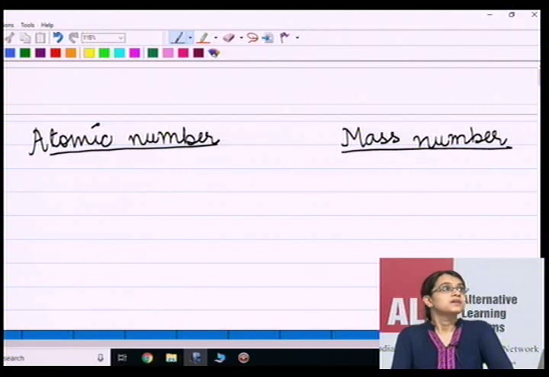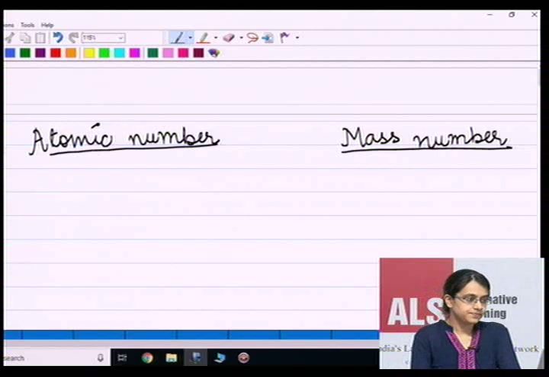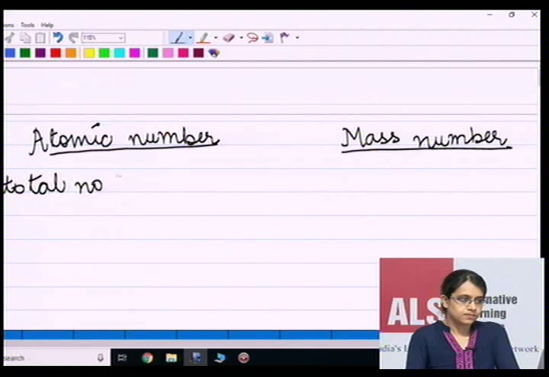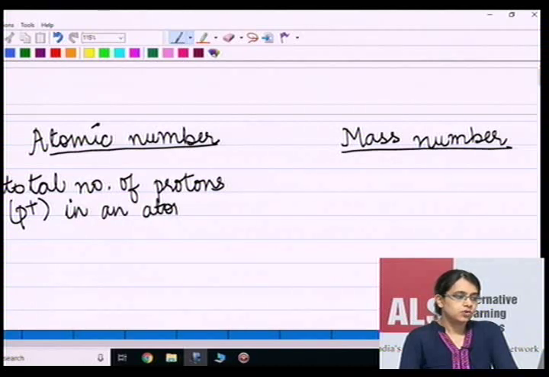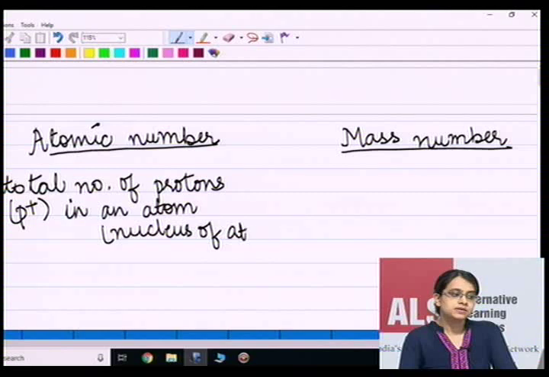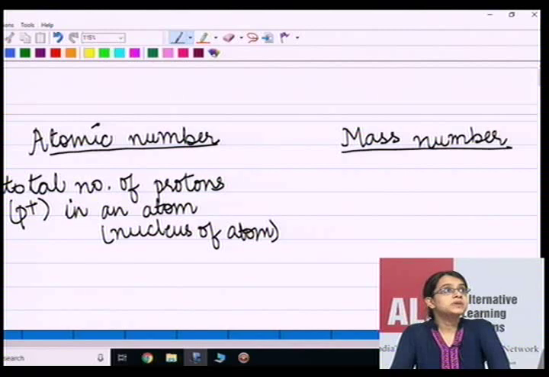Okay, Kohima. Kohima says atomic number is the number of protons. Correct? Very good. So we can write this down. Atomic number is the total number of protons present in an atom, or we can say in the nucleus of an atom. Protons are always present in the nucleus of the atom. Then we have Christukula answering mass number is the total mass of an atom.